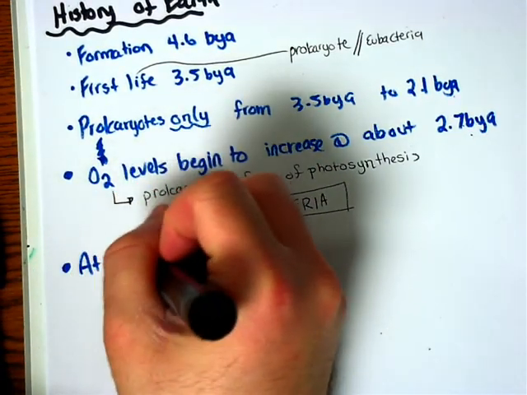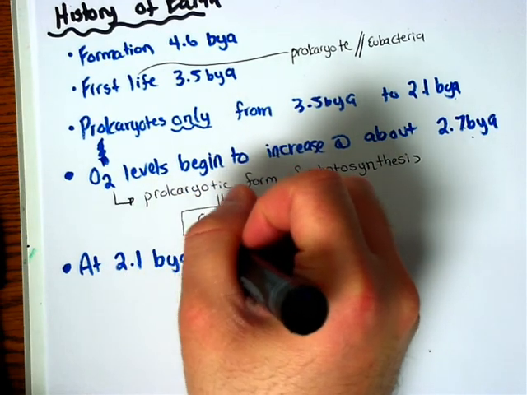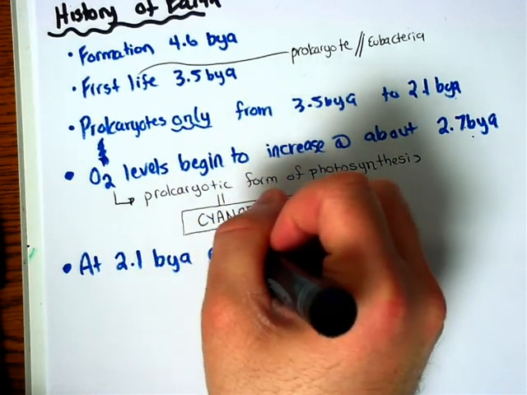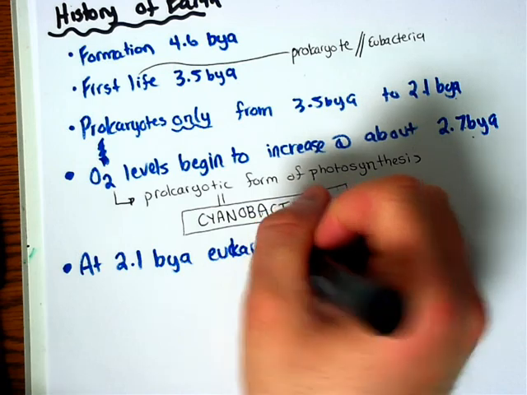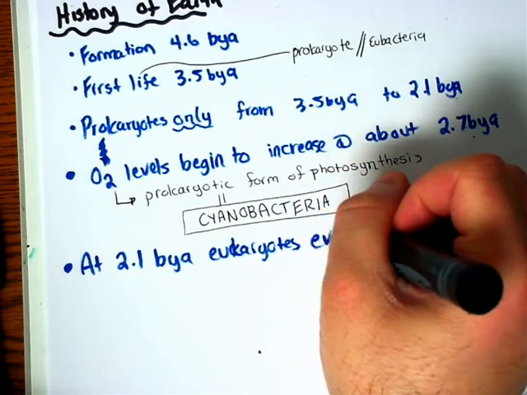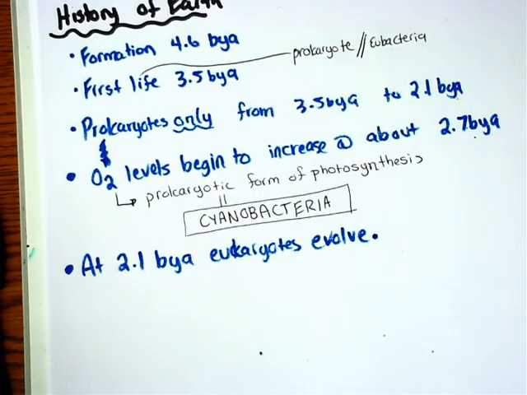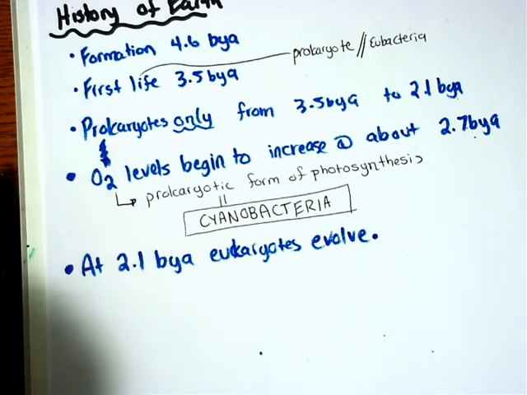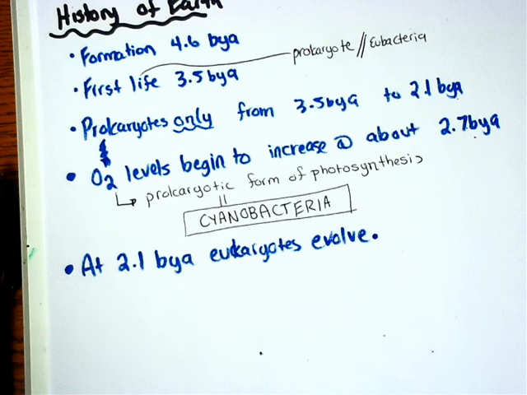At 2.1 billion years ago, eukaryotes evolve. Now, what is the discerning difference between prokaryote and eukaryote? Nucleus is the big one, but that's not the only one. I need something else.